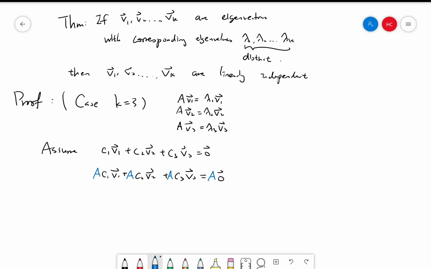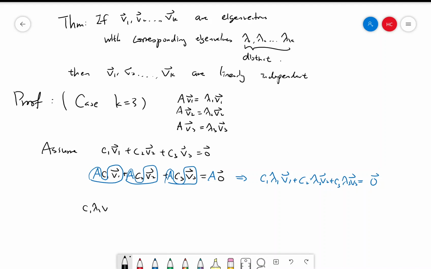Okay. The right hand side, A times 0 is just 0. The left hand side, A times v1 is lambda 1 v1, A times v2 is lambda 2 v2, A times v3 is lambda 3 v3. So we get c1 lambda 1 v1 plus c2 lambda 2 v2 plus c3 lambda 3 v3 equals 0.